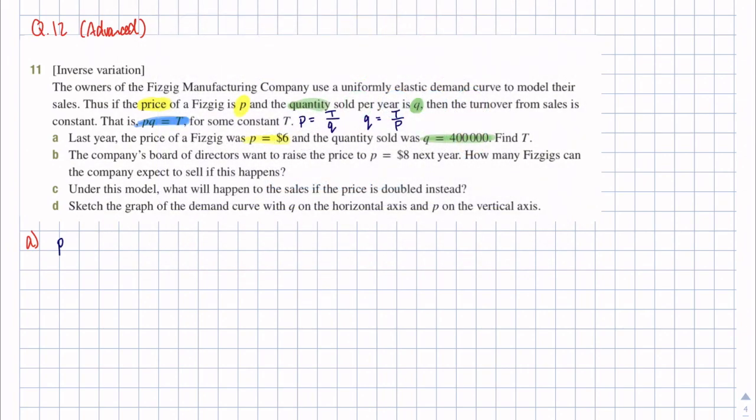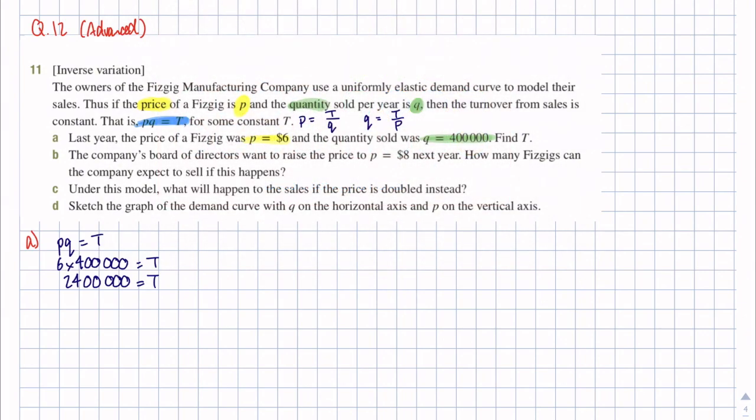So PQ equals T. So that's 6 times 400,000 equals T. So it's 2,400,000. That's how much money they should actually make in sales if they've sold that many of them for that much each. It's 2,400,000. Okay.